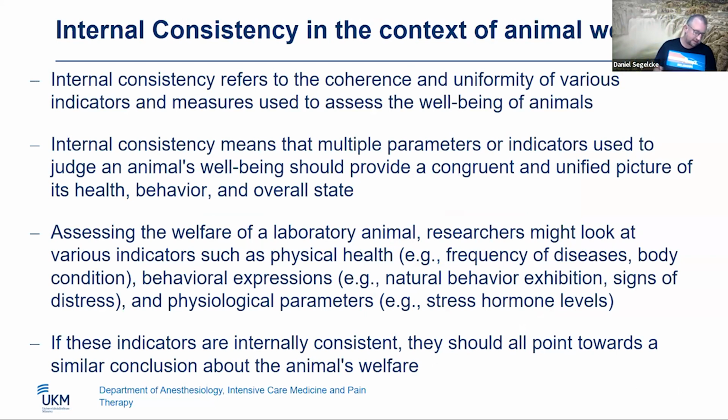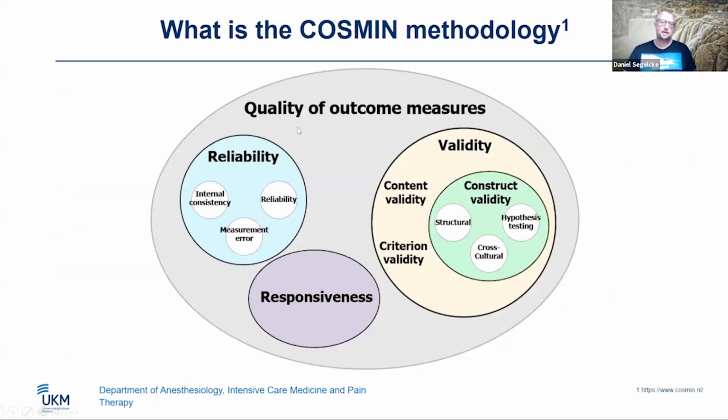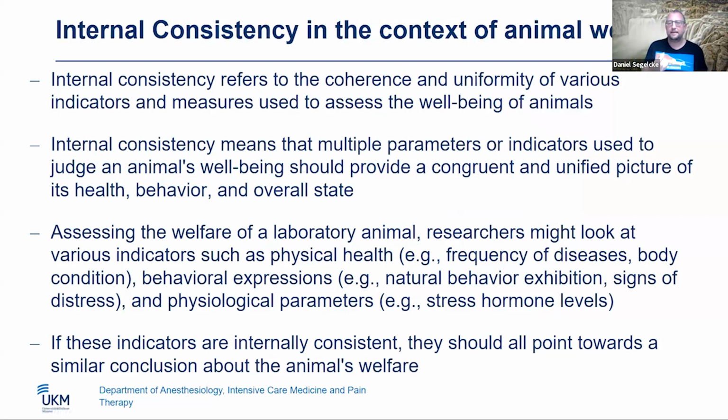The internal consistency assesses the degree to which items in a test are interrelated or provide consistent scores. It's a measure of the extent to which all the item scores on a test measure the same concept or construct. The internal consistency is here in the subcategory of reliability. And internal consistency means that multiple parameters or indicators used to judge an animal's well-being should provide a congruent and unified picture of its health, behavior, and the overall state, for example, quality of life.